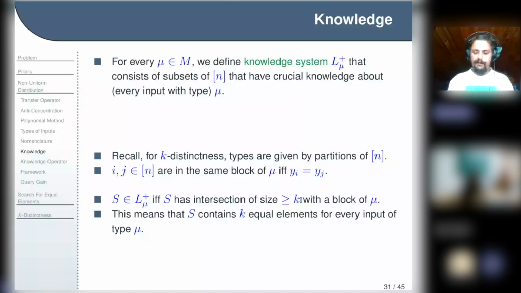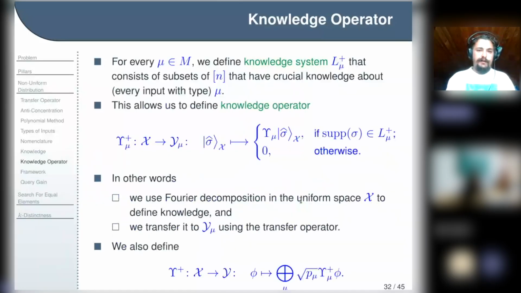And why do I need this knowledge system? To define the knowledge operator. This slide is the statement of the knowledge system, the first point. The knowledge operator is defined in the same way as this restricted transfer operator, epsilon mu, but I will denote it by epsilon plus mu, where this L plus is implicit. And what it does is somehow a filter.